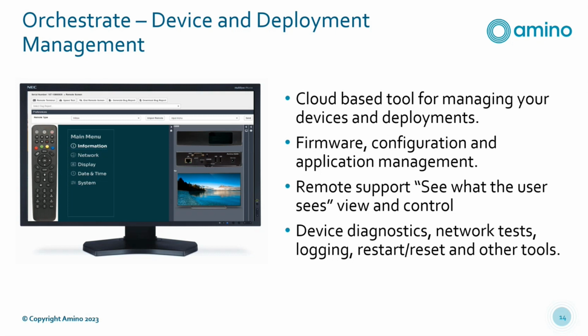We also have a really powerful tool, which is our remote support, what we call a "see what the user sees" type experience. So if you've deployed the H200 and it's in a totally different location, and you want to verify what's on the screen at any point in time, or you need remote control access to actually change something on the device, you can do that through Orchestrate, and you see in real time what's on the actual screen.